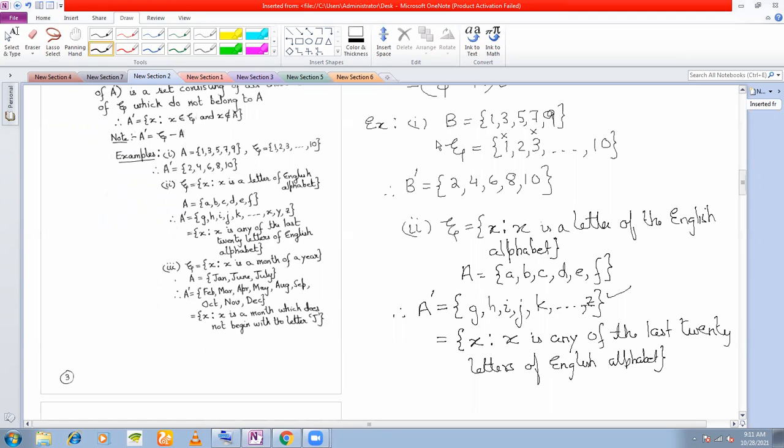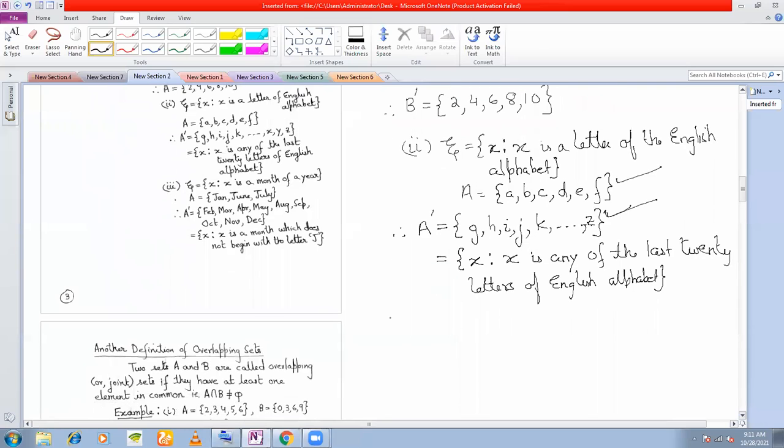Now, because this set A is given to you in tabular form, it is better to express A dash in tabular form only. If the set A was given in set builder form, then you should have expressed A complement in set builder form. We shall see that in the next problem.